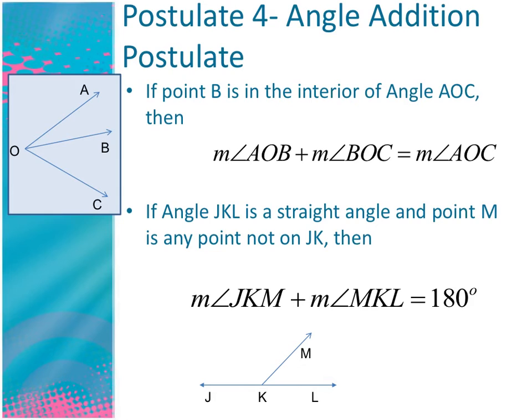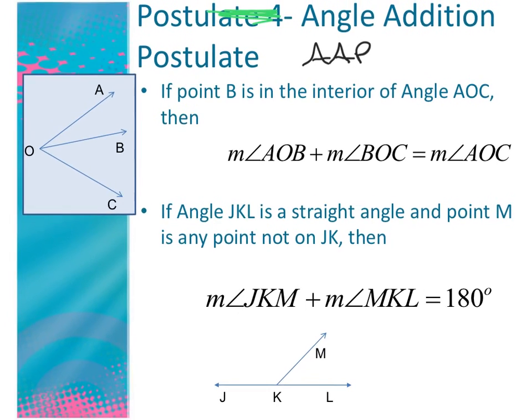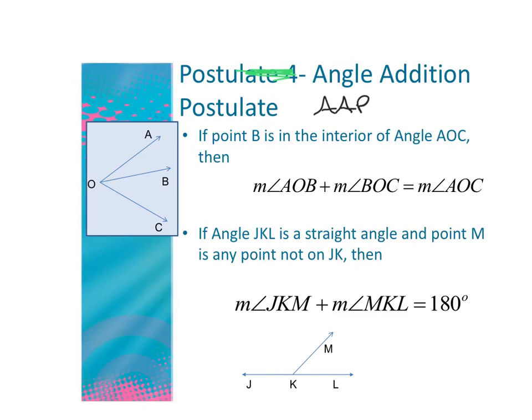Next is another postulate. Again, the number isn't important to us. The name is. So just like before we had the segment addition postulate, now we're going to have the angle addition postulate. If you want to abbreviate this as AAP, you can do that. So here it says if point B is in the interior of AOC, then what we can do is add this piece, AOB, plus this angle, BOC, and that would give us the measurement of the whole big angle, AOC.